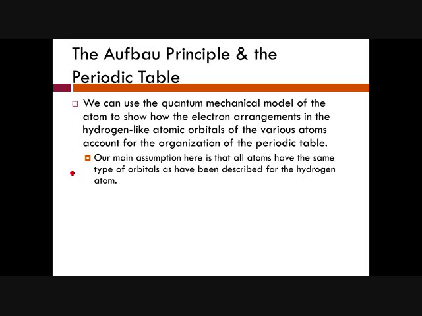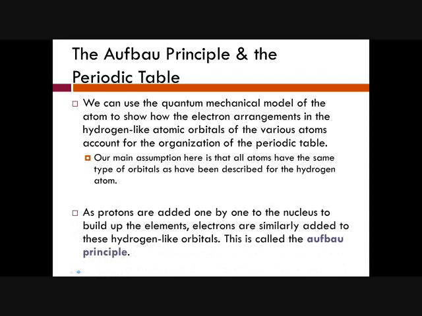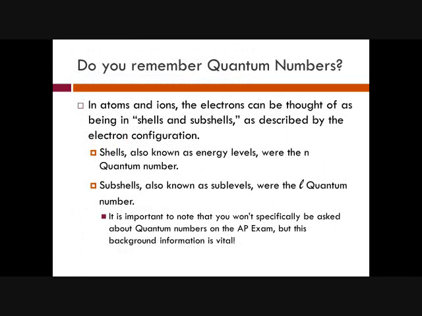Okay? So our main assumption here is that all atoms have the same type of orbitals as described for the hydrogen atom. As protons are added one by one to the nucleus to build up elements, electrons are similarly added to these hydrogen-like orbitals. This is called the Aufbau principle. If you have one of those handouts from Chem 1, the arrows, the lines, is the Aufbau principle, the way that it's filled in. Does anybody remember quantum numbers? It's okay if you don't. You're not tested on them. You just kind of need to know stuff about them.